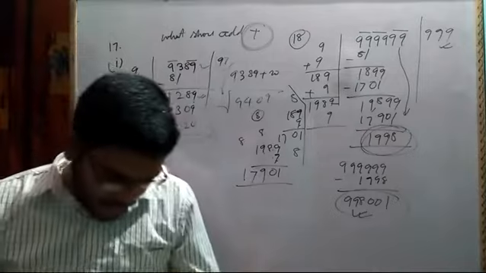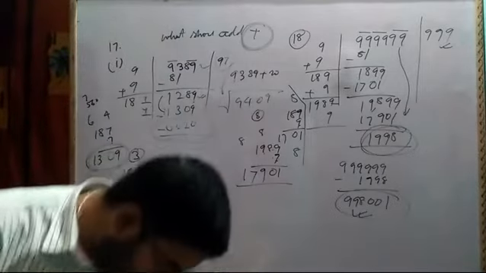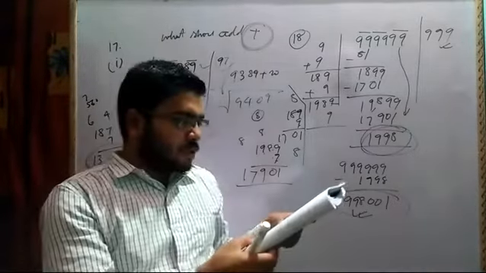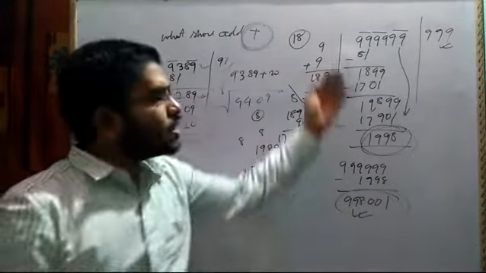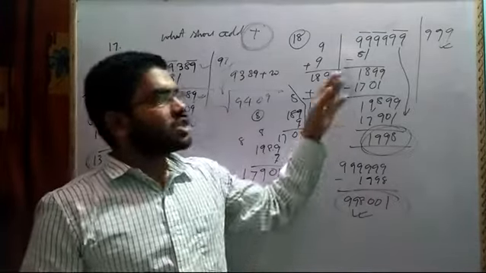Question number 19 is a word problem on the smallest number. So in that way also you can solve. In the other way around, you just try at your home.